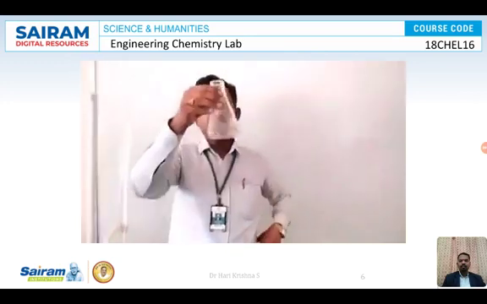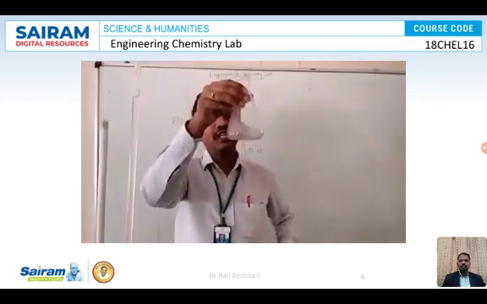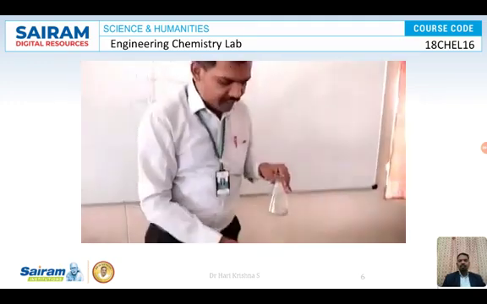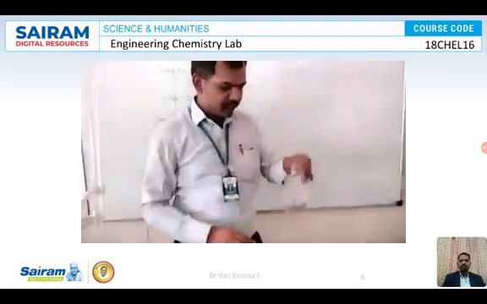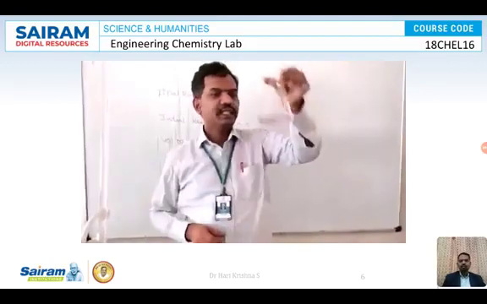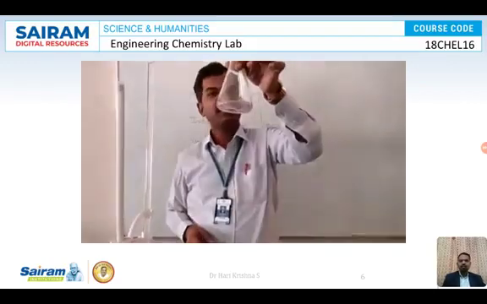You can see, right? We got wine red color. This is sufficient. If you add more indicator, you cannot determine the end point, so determining the end point will become difficult. That's the reason we add less indicator. Once you get this color, it's sufficient.